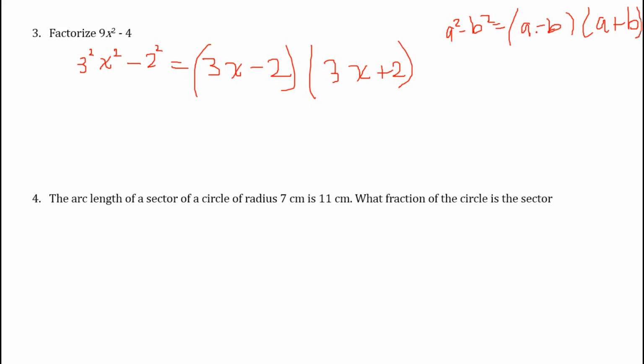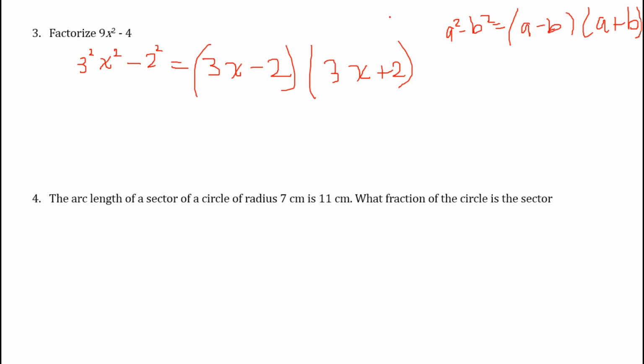So now let's go to question number 4. It says the arc length of a sector of radius 7 cm is 11 cm. What fraction of the circle is the sector? So now we should find the angle, the bearing that represents the sector. To do that, you can use the equation of the arc length of a sector. That will be theta over 360 into 2 pi r.